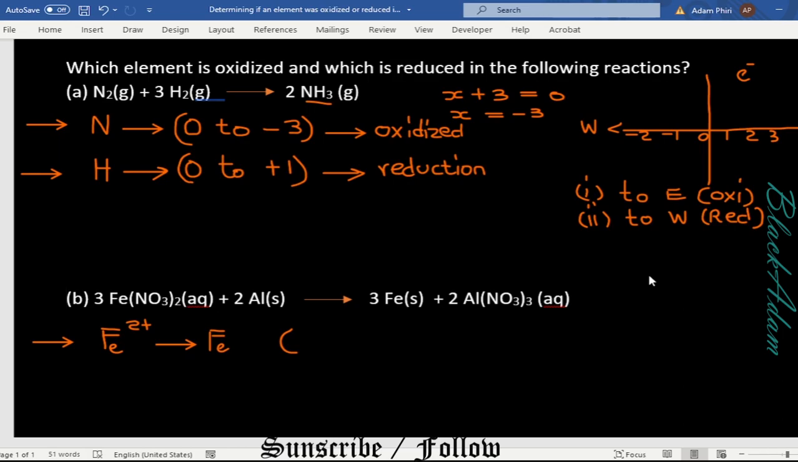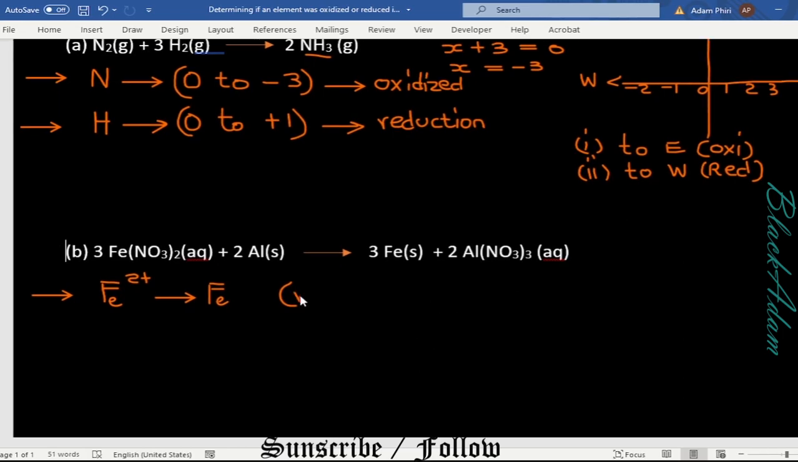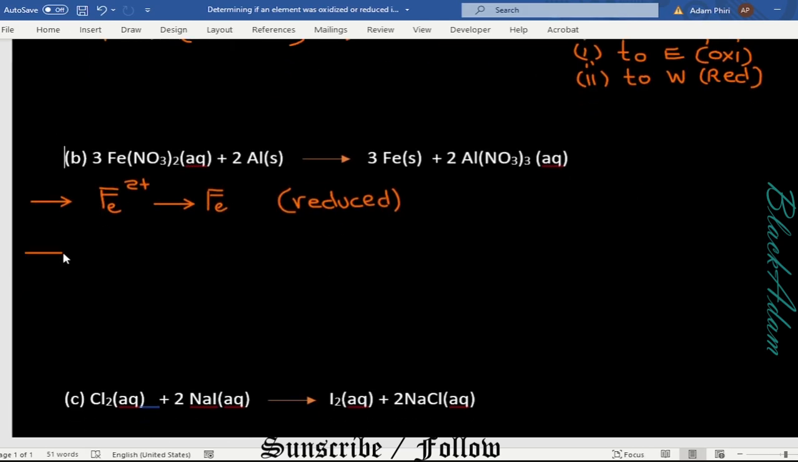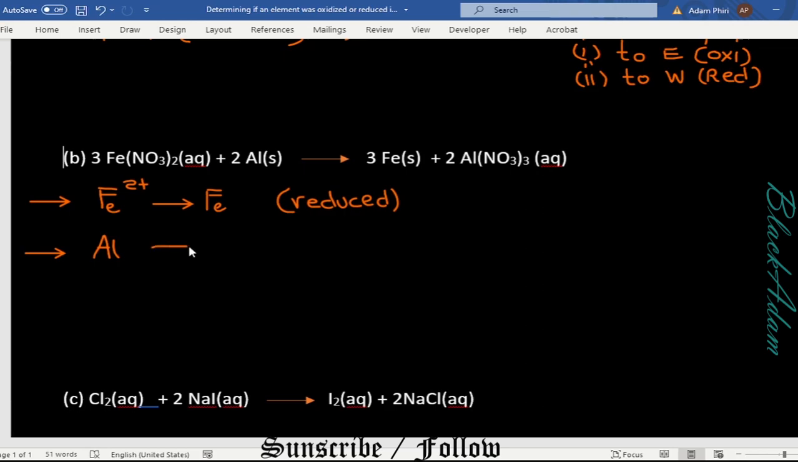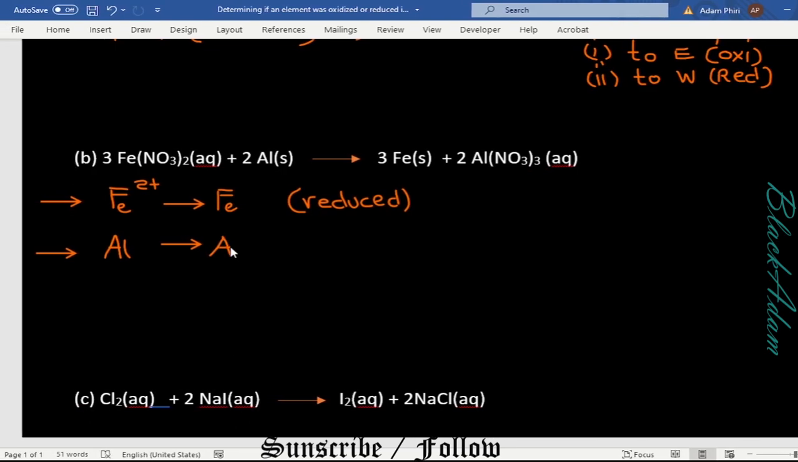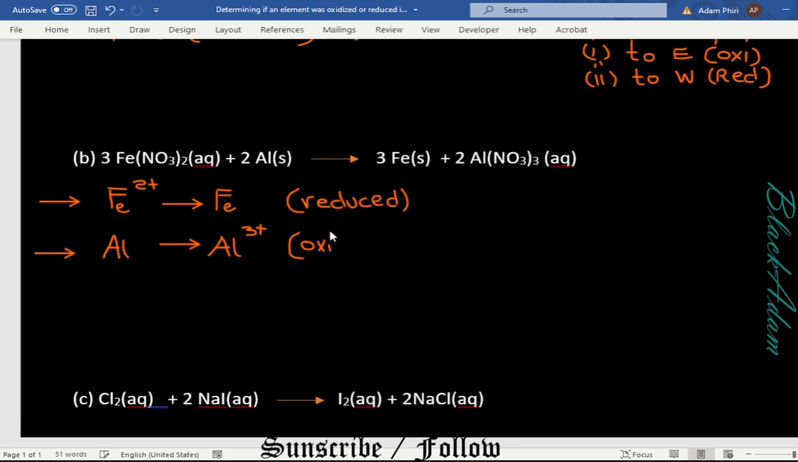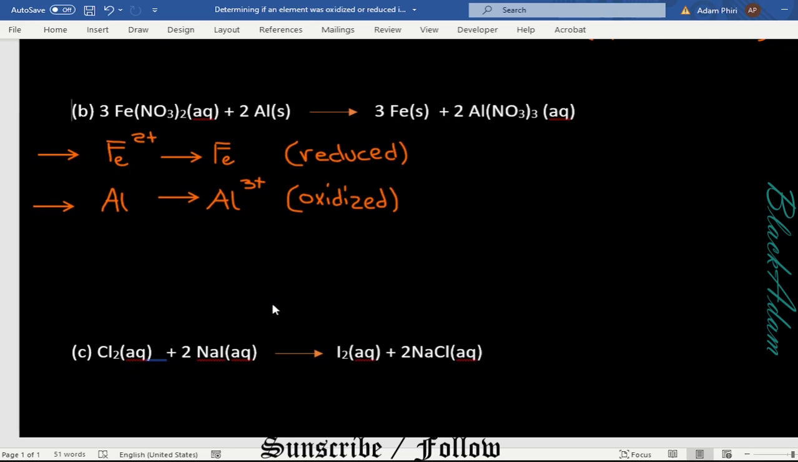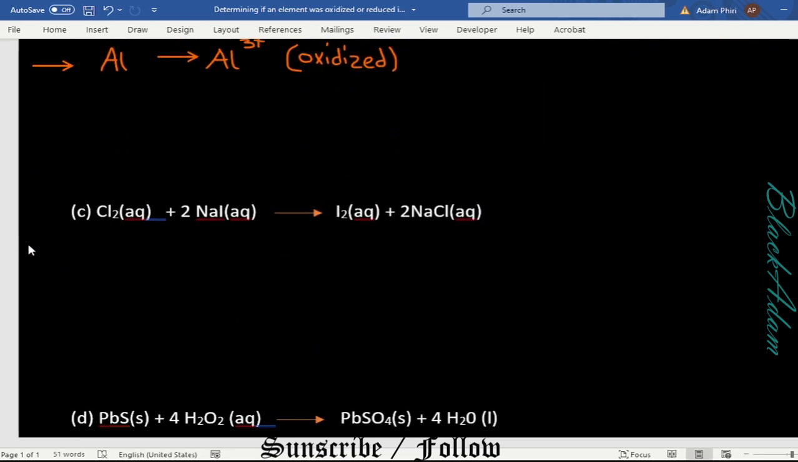So that's it. When you're moving to the left hand side, that's reduction. Moving to the right hand side, that's oxidation. And then, using the iron, now we have aluminium. Aluminium moves from 0 up to aluminium 3+. So 0 to +3 is moving towards the east, so that's oxidation. So that's how we trace it back using the oxidation number. It tells us whether the element is going through oxidation or reduction.